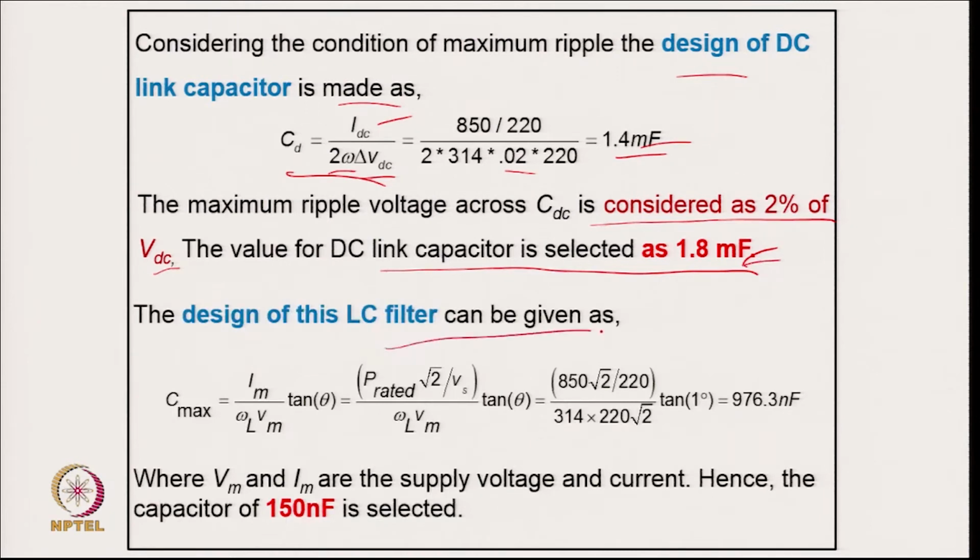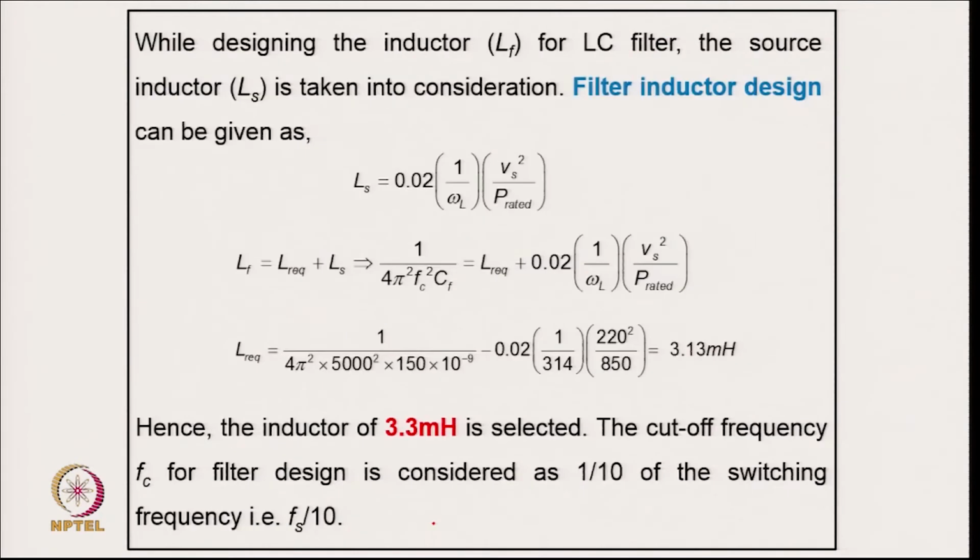So, coming to the design of this LC input EMI filter, from the value of this capacitor relation in terms of IM, VM, which are the supply voltage peak and current peak, and theta is the angle between supply voltage and current, and omega L is typically the frequency of supply. So, we get this 976.3 nanofarad, and we select certainly lower than that. So, here it is selected 150 nanofarad. So, the remaining compensation we get, of course, from the inductor.